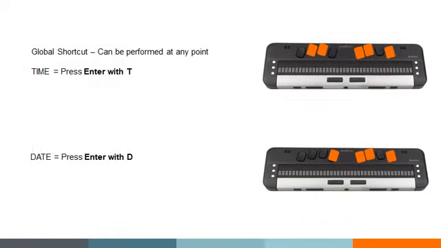Firstly, remember at any point globally, you can press T as in time, T with enter to pull up the current time, or you can press D as in date, D with enter to pull up your current date. Those commands will work from anywhere on the unit. What we're going to look at is how we change or edit that date and time.